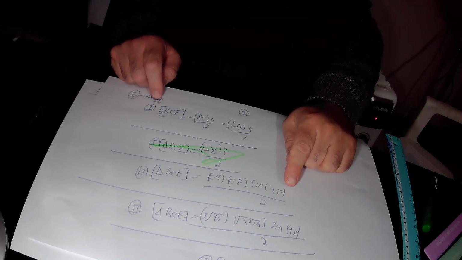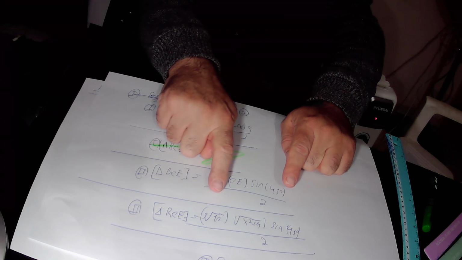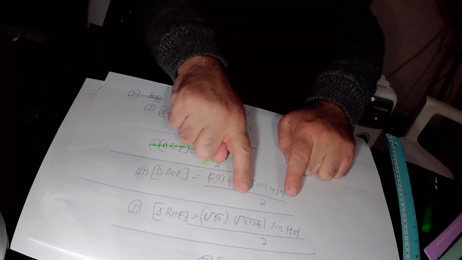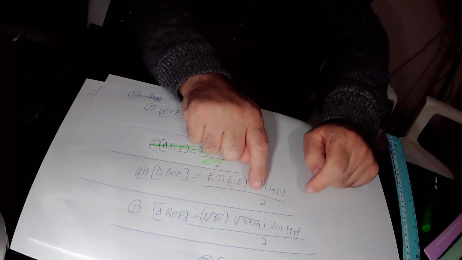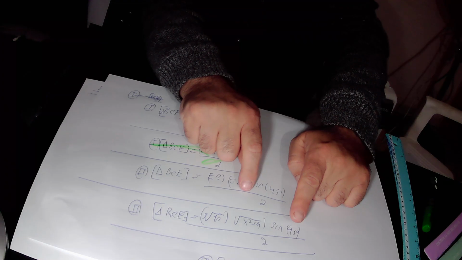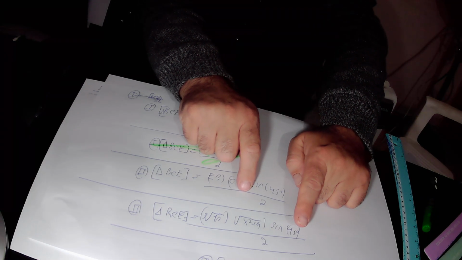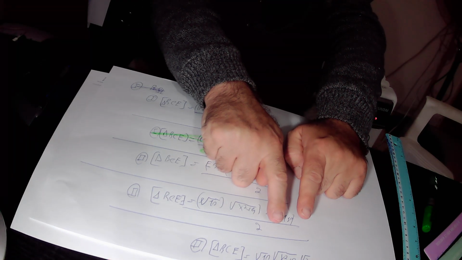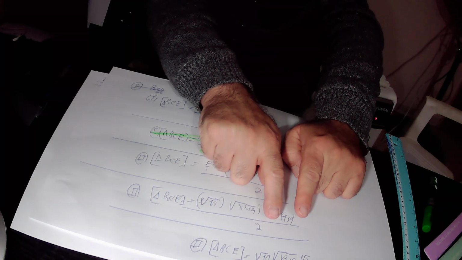So here we have the area of triangle BCE equals the square root of 10 times the square root of x squared plus 9 times sine 45 degrees over 2. Sine 45 degrees is the square root of 2 over 2, and we divide it by 2. The square root of 10 times the square root of 2 equals the square root of 20.